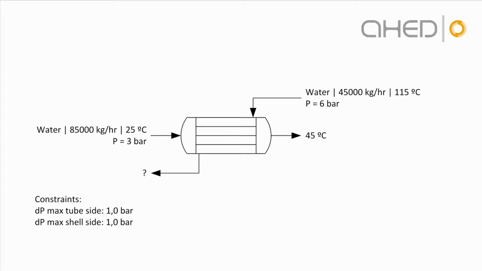As you can see, this is a heat exchanger which receives on the tube side a flow rate of 85,000 kilos per hour of water coming in at 25 degrees and exiting at 45 degrees. On the shell side we will use water at 45,000 kilos per hour at 115 degrees centigrade. And the constraints for this particular problem are that the maximum pressure drop on the tube side and the shell side can be no more than 1 bar.